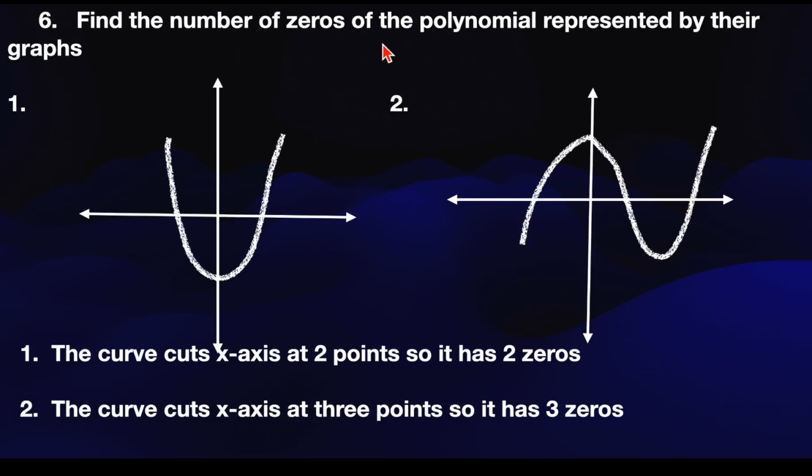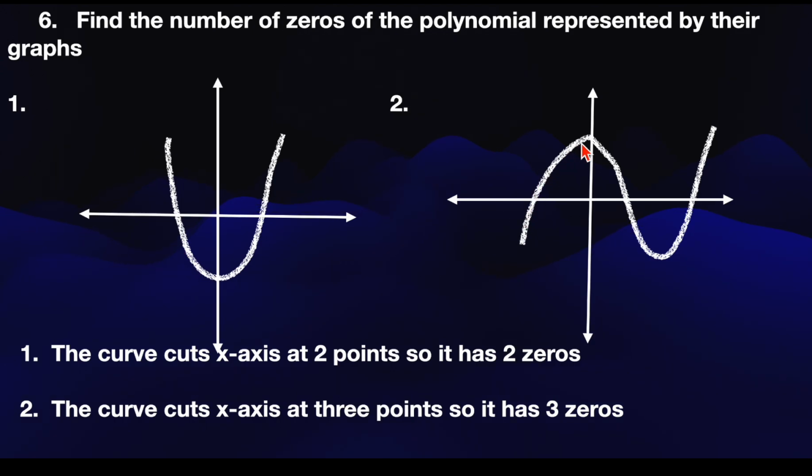Find the number of zeros of the polynomial represented by their graphs. So in the first graph, this polynomial is given by this curve. Can you see this curve? Okay, that is the polynomial. Now this curve cuts the x-axis in 2 points. This is one point, this is another point. So this polynomial has got 2 zeros.